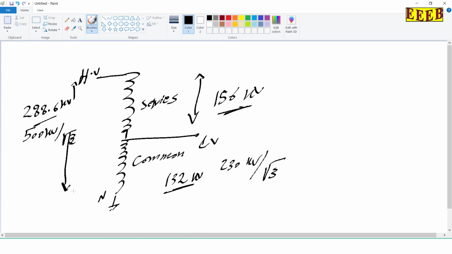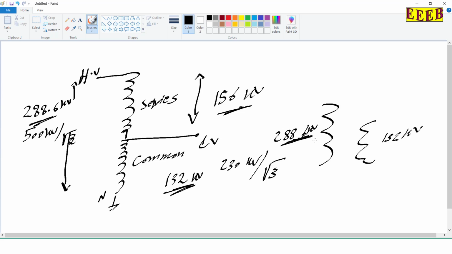So now we save one winding, because the traditional transformer is connected like this, with two separate windings. Here it will be completely 288.6 kV like here, and the others 132 kV because of phase voltage. But we cut this part, and we take this point here. And here it is HV, LV, and neutral. This will be the auto transformer.